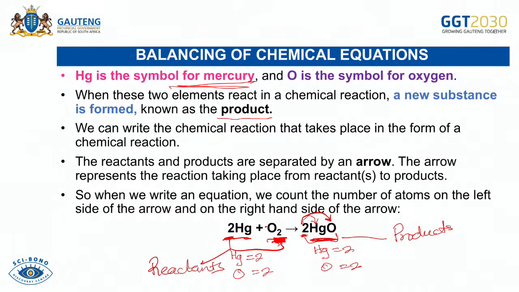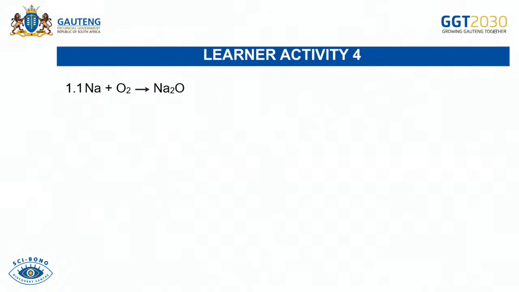Now let's put that into action. Let's look at sodium that is reacting with oxygen to form sodium oxide. So how can we balance this? Remember, right now, as it stands, the number of atoms for sodium is just 1 on the reactant side, but for oxygen I've got 2 atoms.